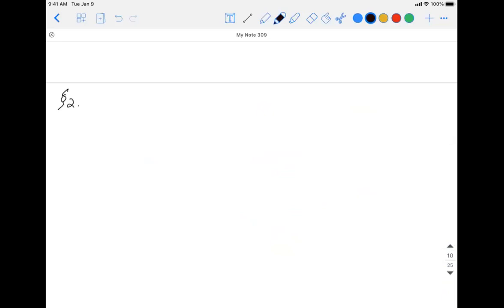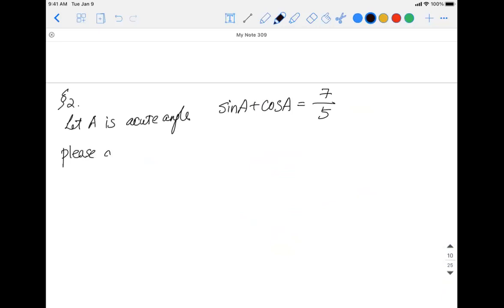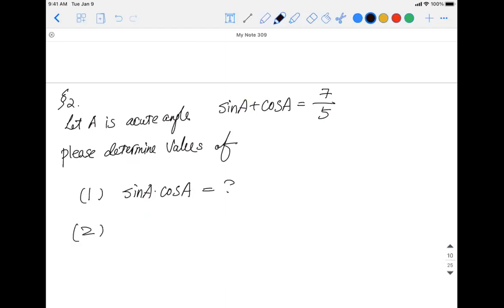The second problem is that A is an acute angle. Sine A plus cosine A equals 7 over 5. Please determine the values of the following two expressions. First, sine A times cosine A. Second expression, tangent A plus cotangent A.